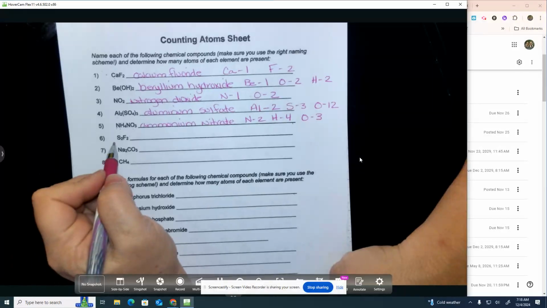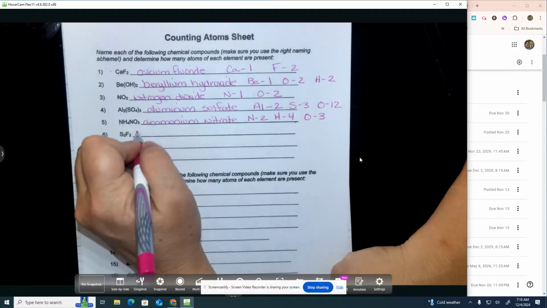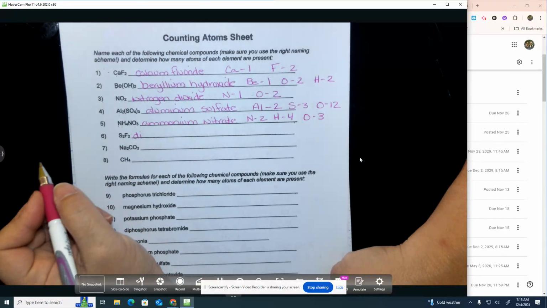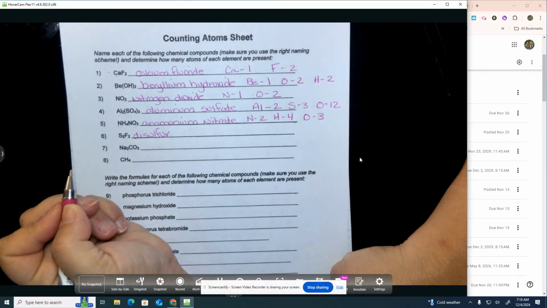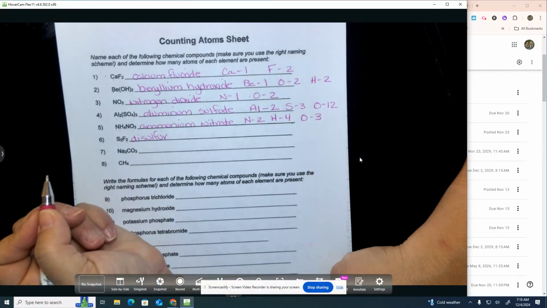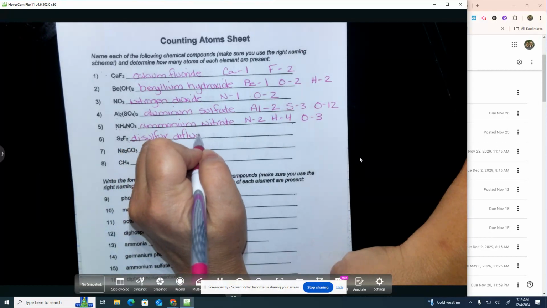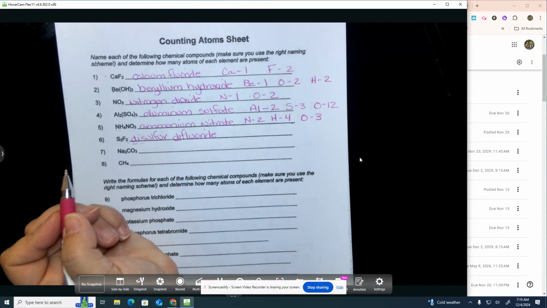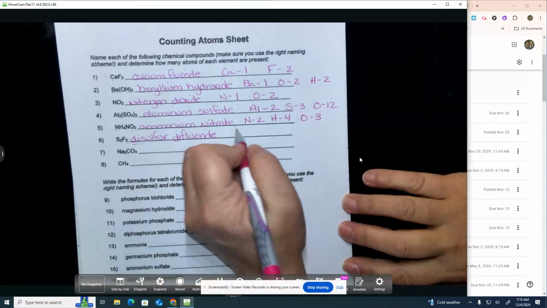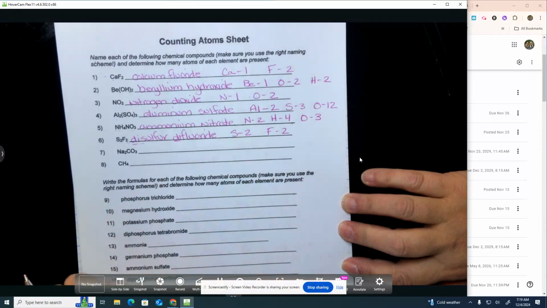All right, S2F2. Disulfur. Difluoride. This is covalent, so we need the prefixes. Okay, so we've got disulfur difluoride. This one's easy. 2 S's and 2 F's.